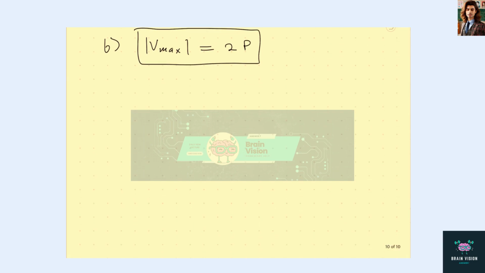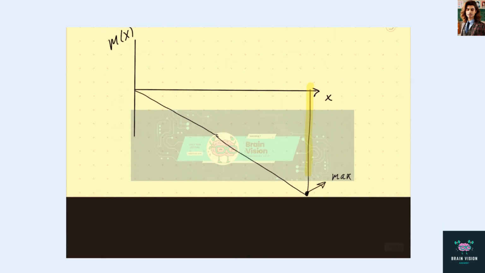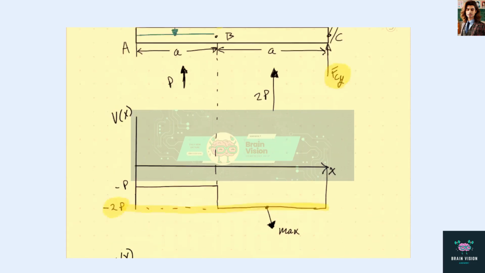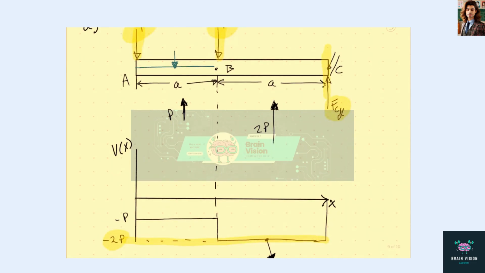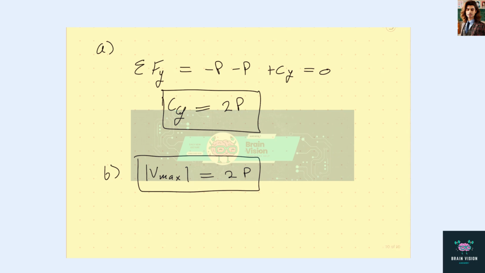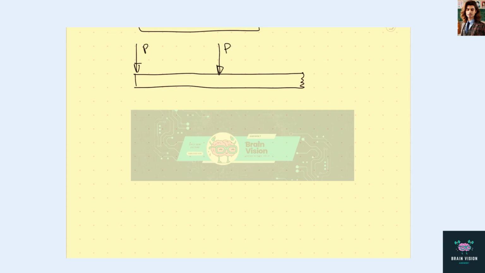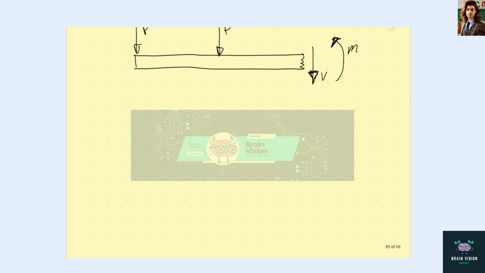And then for our maximum moment, we know it's occurring right here on our beam, which is our x value of 2A. So at 2A is where we're going to find our moment. So we'll cut the beam right at the end at 2A. We have our forces. We have our shear and our bending moment. Our bending moment is what we're going to be looking for.